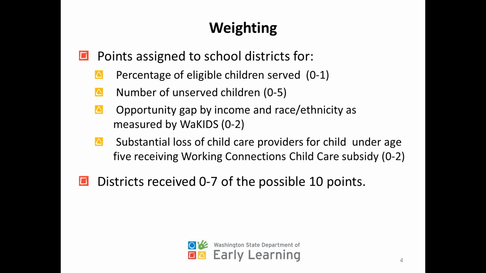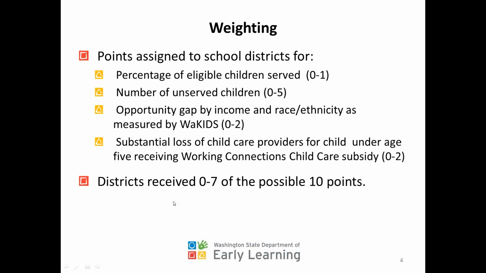There were an additional 2 points available for the opportunity gap as measured by WAKIDS by income and race and ethnicity. So 1 point for the 25% of districts with the highest gaps by income, 1 point for the 25% of districts with the highest gaps by race and ethnicity.